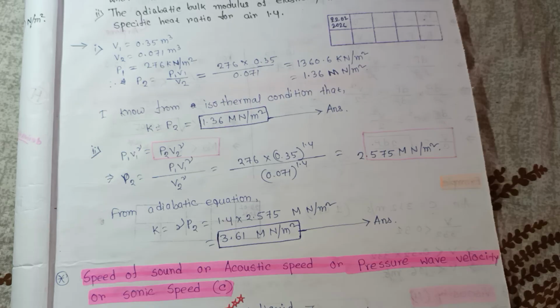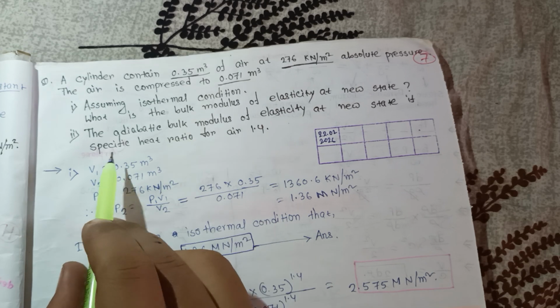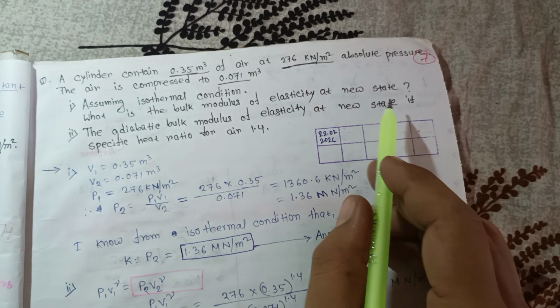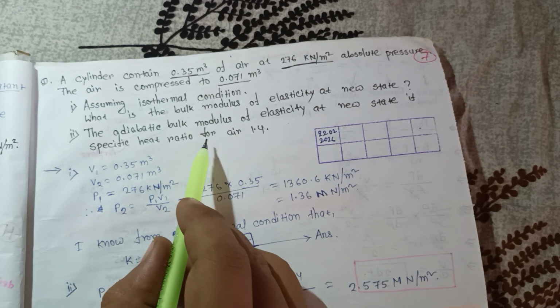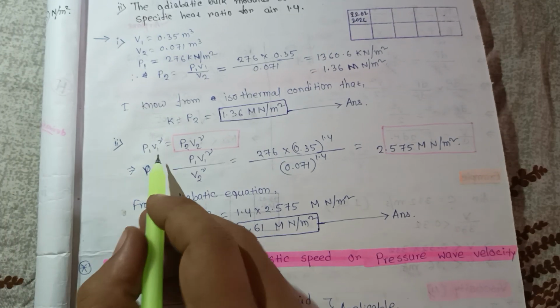Now for the second case, the adiabatic bulk modulus of elasticity at the new state is asked, with the specific heat ratio for air equal to 1.4. So gamma is given in this case, and this is the adiabatic process.